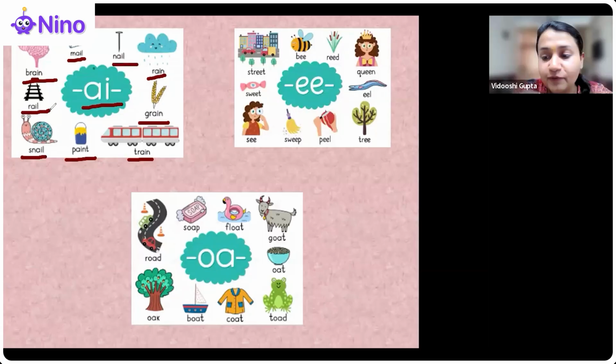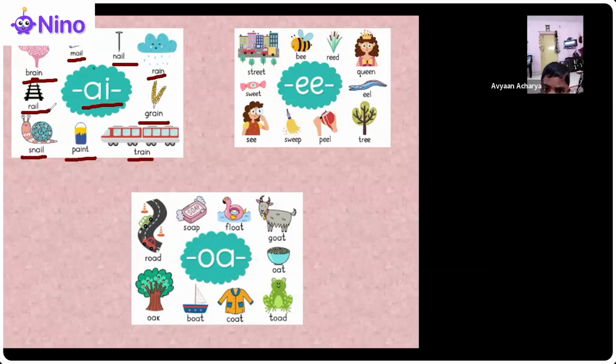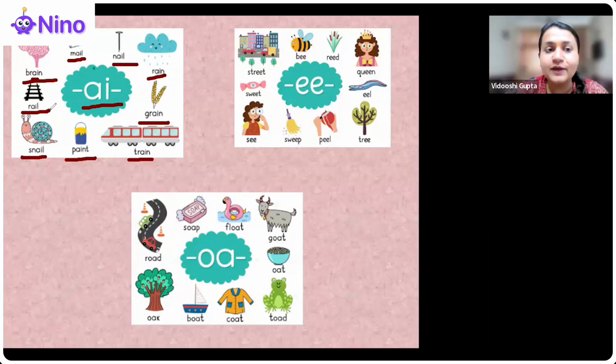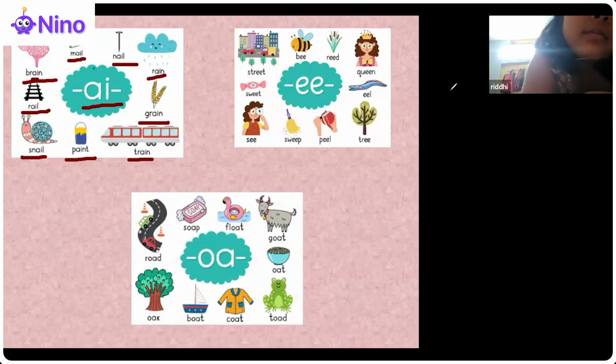So these are all some of the examples of the vowel digraph AI. AI makes a new sound, that is A, that we use in these words that we just saw here. Okay? Great.